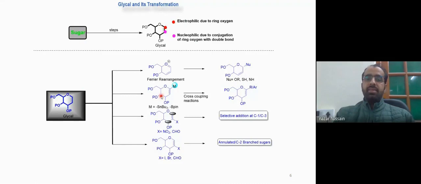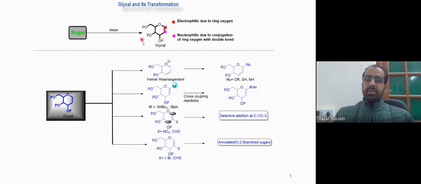In carbohydrate, basically we are working on glycal. Glycal is a derivative of any monosaccharides, like we are using different sugars like glucose, galactose, rhamnose, and others. And by using these commercially available sugars, we can easily synthesize this moiety that is glycal. So glycal can be from glucose, can be from galactose, or rhamnose and xylose.